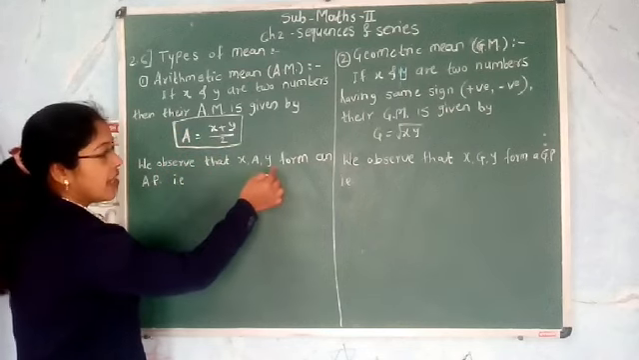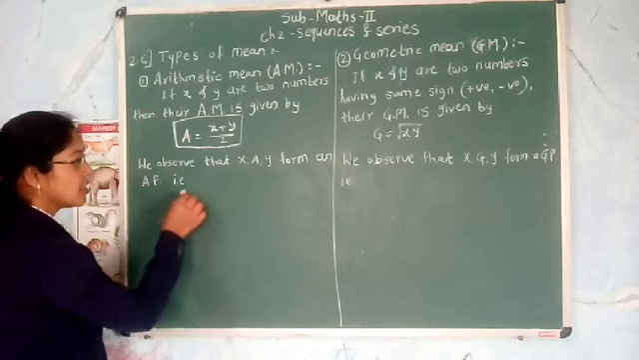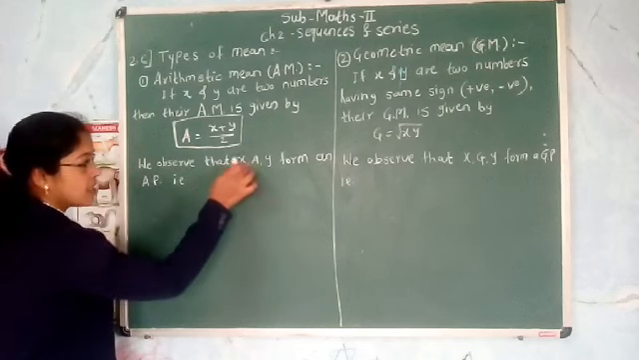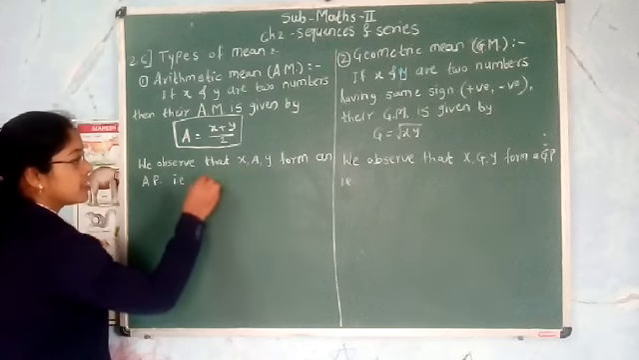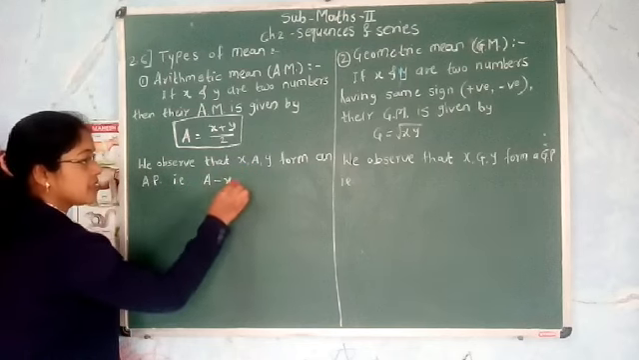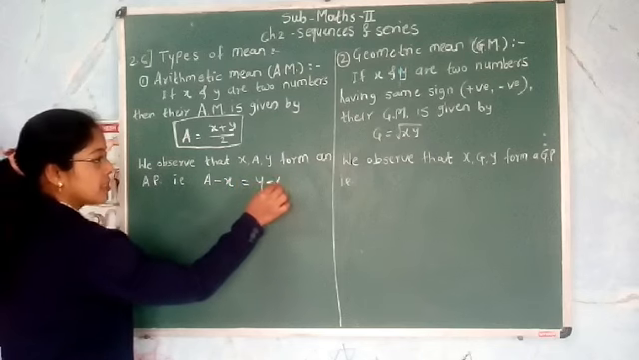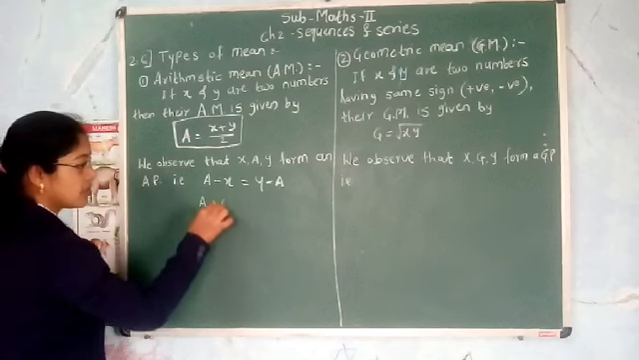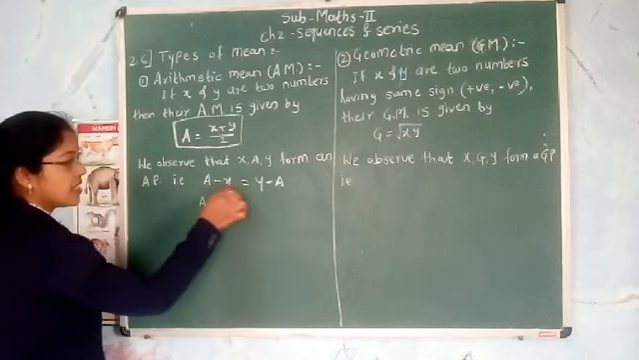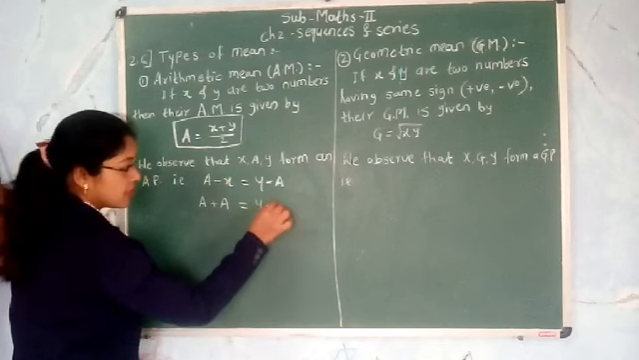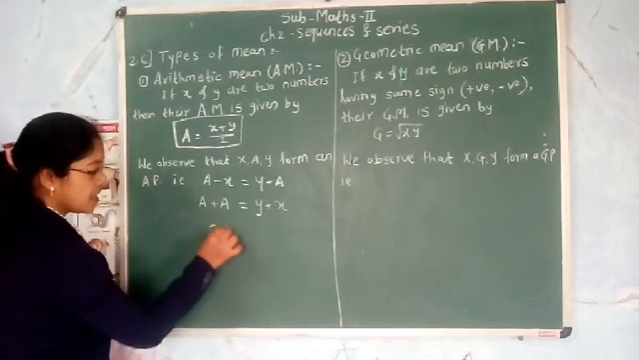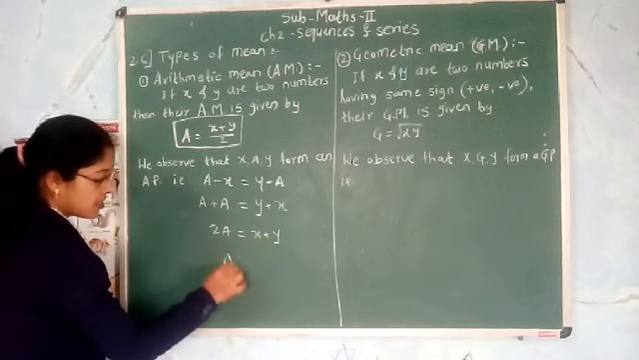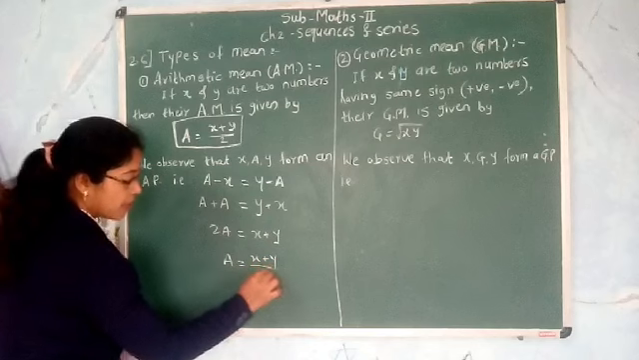Now x, a and y form an AP. AP means the difference is common: second term minus first, third term minus second. That is, second term minus first term is equal to third term minus second term. So a minus x is equal to y minus a. We will take this minus a to this side, so this is plus a plus a. This is minus x; we will take it to that side. So y plus x. So this is a plus a, which is 2a, equal to x plus y. So a is equal to x plus y upon 2.